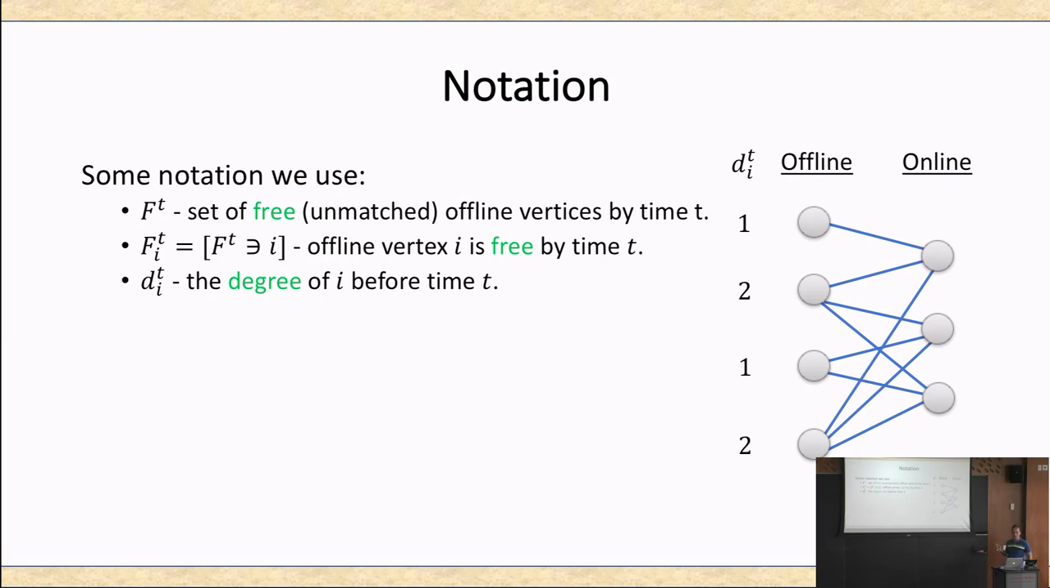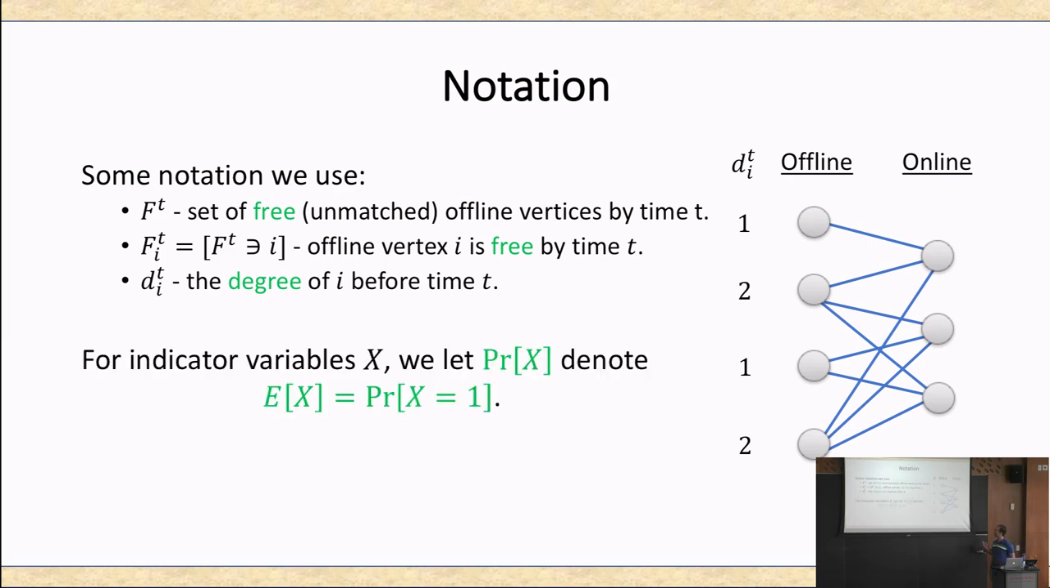And just to avoid some pedantry later on, for indicator variables x, we'll have probability of x denote the probability that x equals 1. That is its expectation. Good. All right, so now that we have all these definitions, we'll start using them. Let's look at the first challenge we might face.